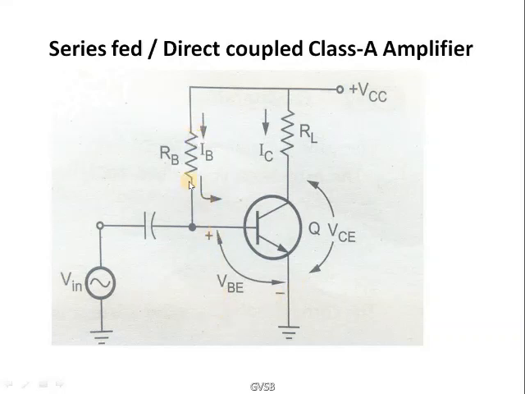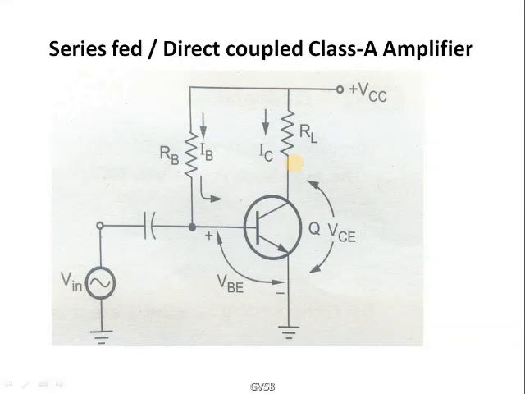So this is just a fixed bias CE amplifier, but the transistor used here is not a normal transistor, it is a power transistor. Here RL is the load resistance and RB provides the biasing. VIN is the input AC signal and VCC is the DC supply voltage for the circuit, VBE is the voltage between base and emitter, and VCE is the output voltage. In this one, RL is the load resistance that is directly connected between the VCC and the collector of the transistor.